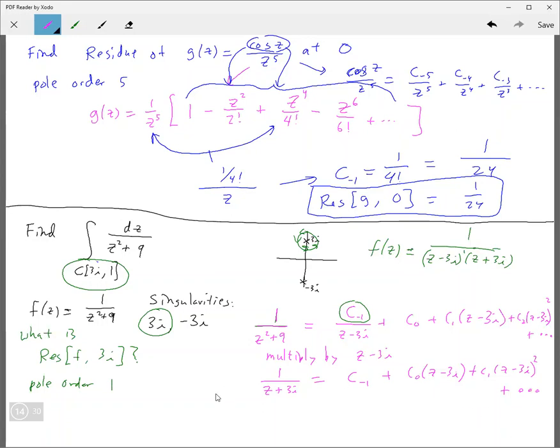Okay, and now what do we do? Yes, you set z equal to 3i. And that's going to give us 1 over, this would be 6i. And then all these are 0. That's 0, that's 0. Everything else is 0. So that means c minus 1 is 1 over 6i.